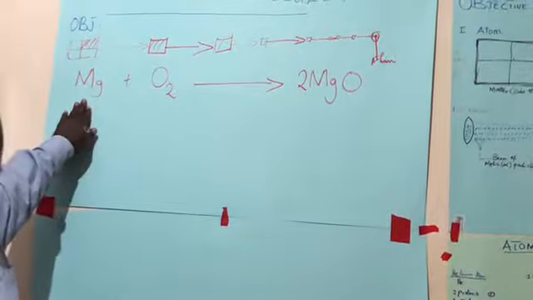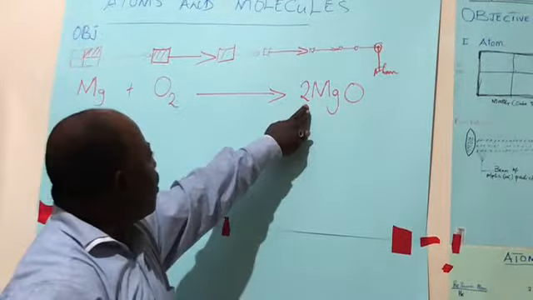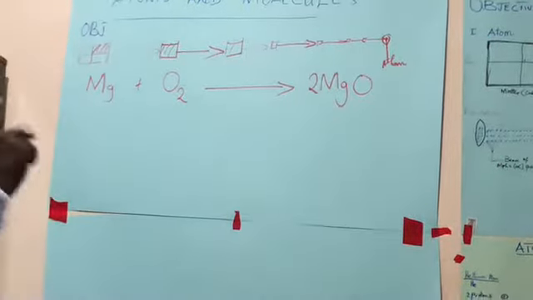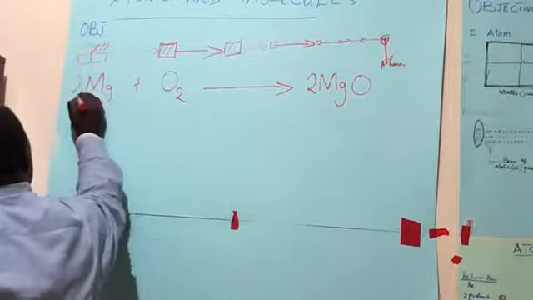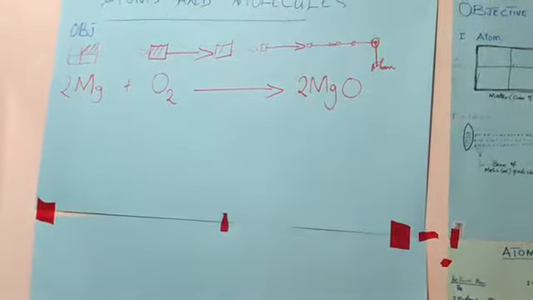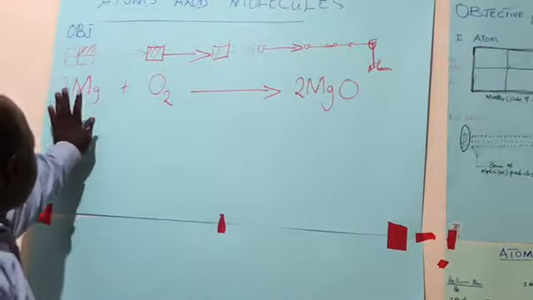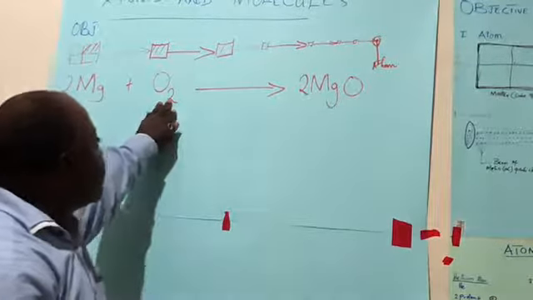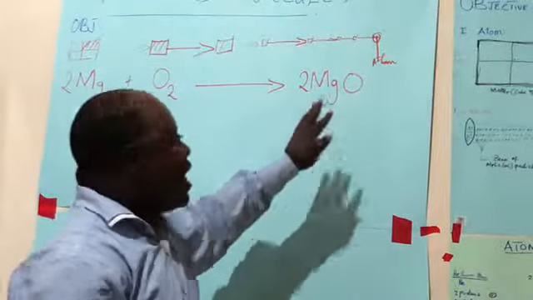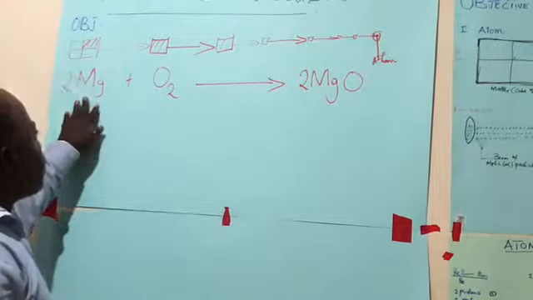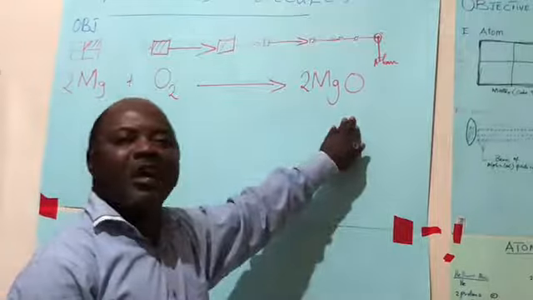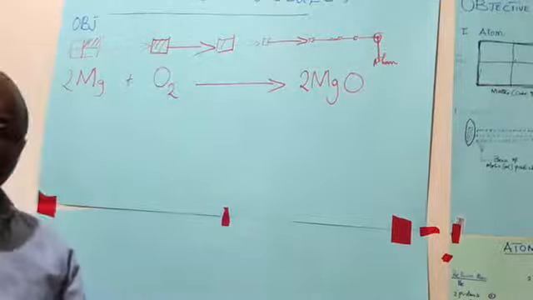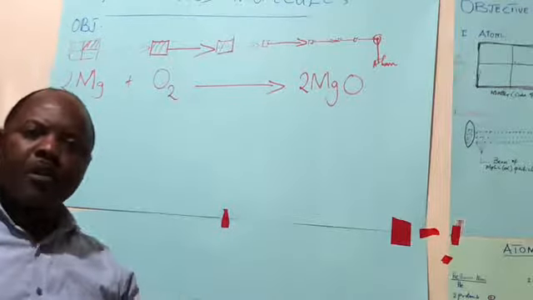Now for magnesium atoms, we have 2 atoms of magnesium here, but it's only 1 here. We need to add 2 here to balance the number of atoms of magnesium. Therefore, we have 2 atoms of magnesium reacting with a molecule of oxygen to form an oxide of magnesium. Atoms of group 2 elements, when they react with oxygen, will form an oxide of a group 2 element. So that's why Dalton said atoms of a particular element have the same chemical properties.